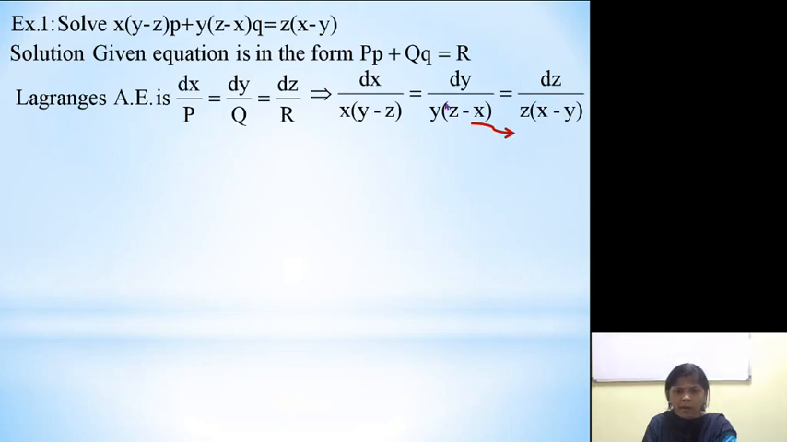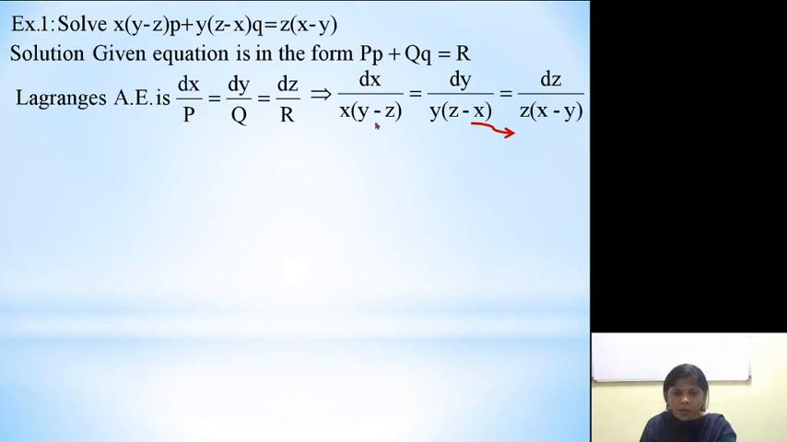Now try to apply method 1. Is it possible to consider any two fractions in order to get the solution? The answer is no. We cannot take any pair to obtain the desired solutions. So obviously we have to switch to method 3, the method of multiplier. The question is how to select the multipliers. As I told you, we have to select multipliers in such a way that the denominator reduces to 0.